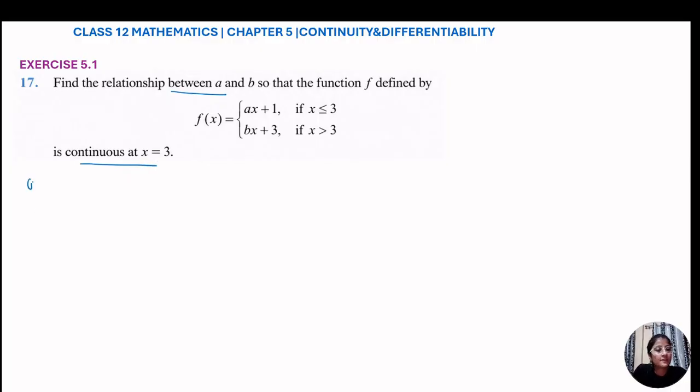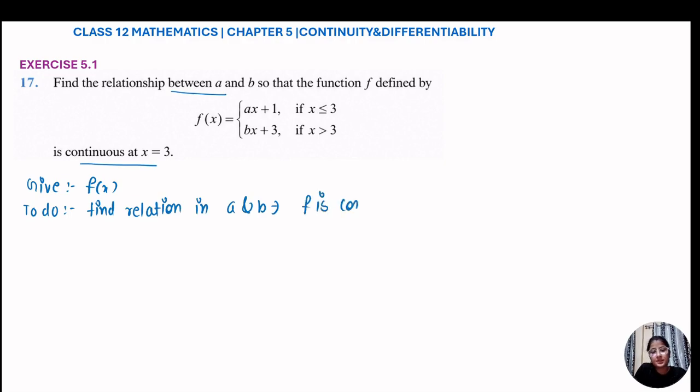So, what are we given? We are given the function f of x. We have to find the relation in a and b such that f is continuous at x equals 3. We don't have to do anything else; we have to make the function continuous at x equals 3. So just use the definition of continuity.